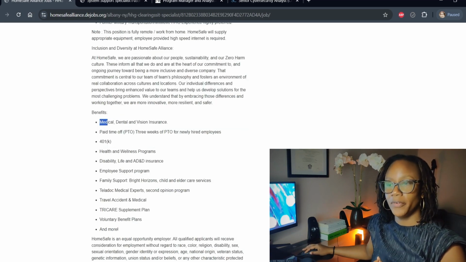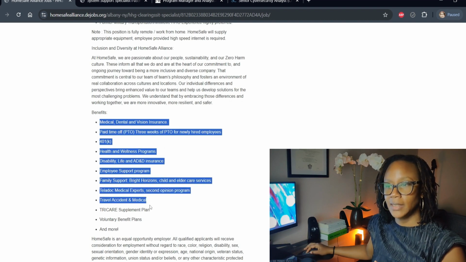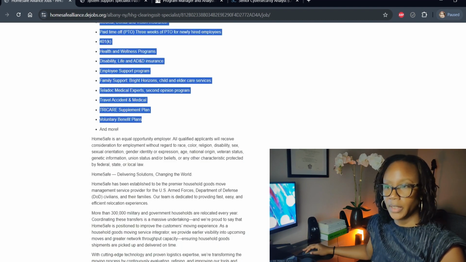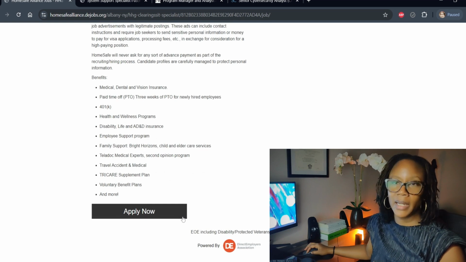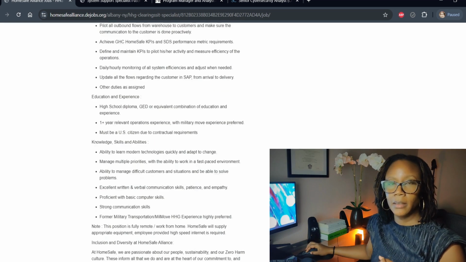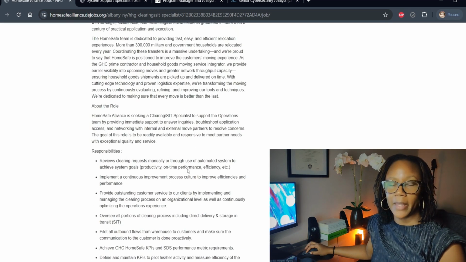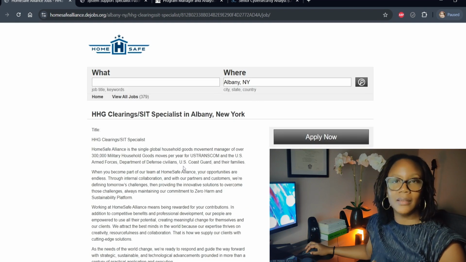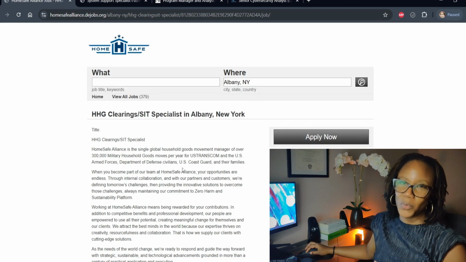Here, they offer several benefits listed. They are an equal opportunity employer. And here is the apply now button. Go to this website, look at the other jobs that they have posted that might be in a state that's closer to you, and good luck in applying for this job with HomeSafe.